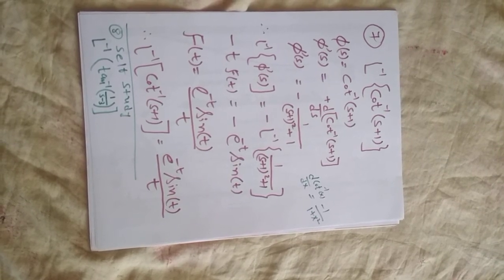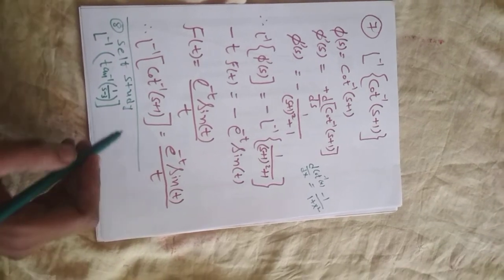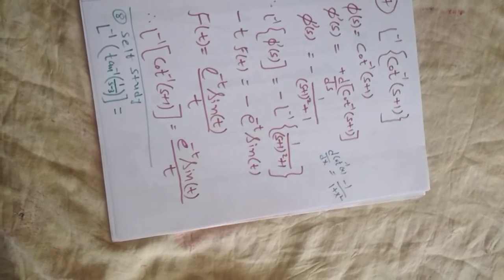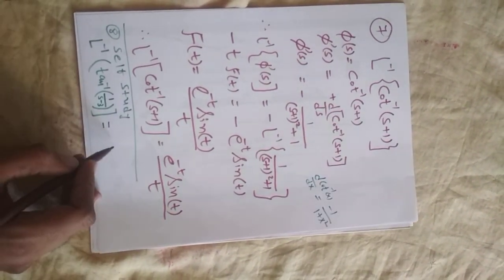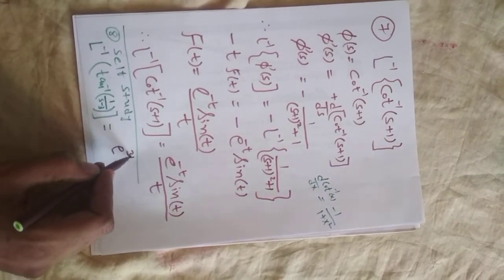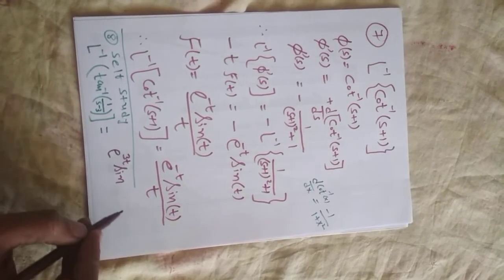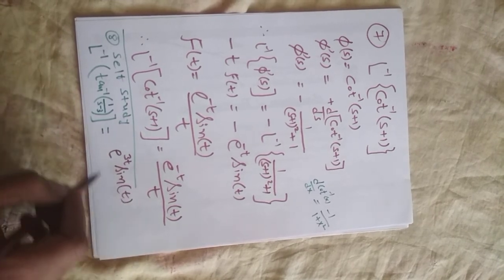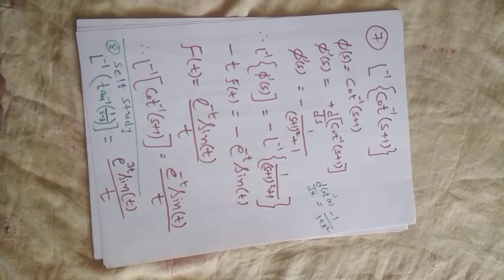L inverse of tan inverse 1 upon (s minus 3), and its answer should be e raised to 3t sin t upon t.